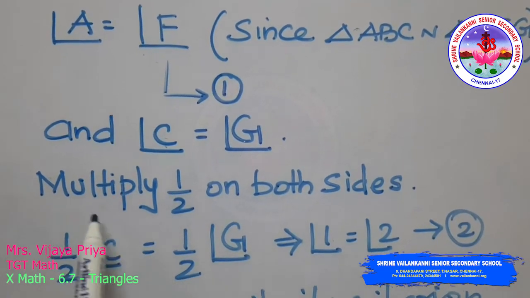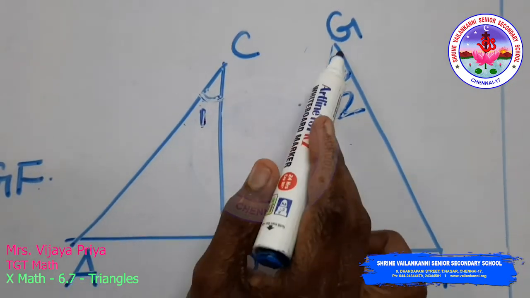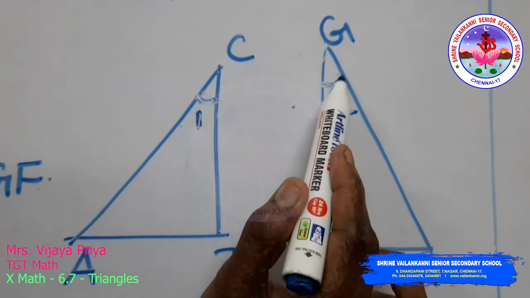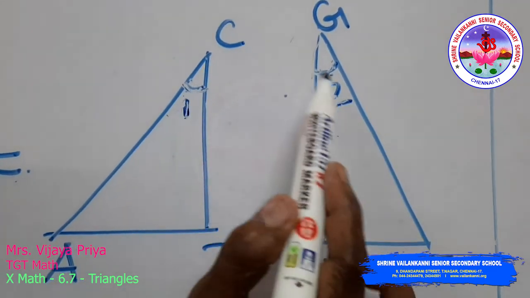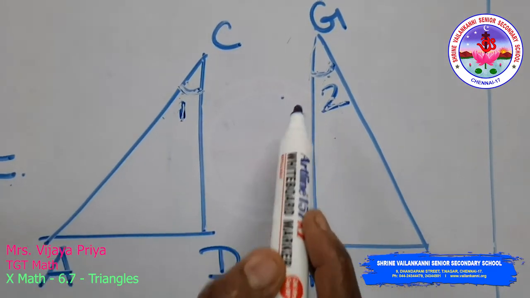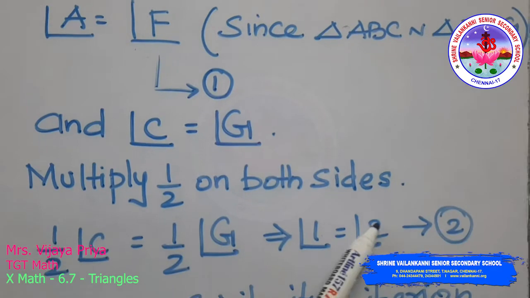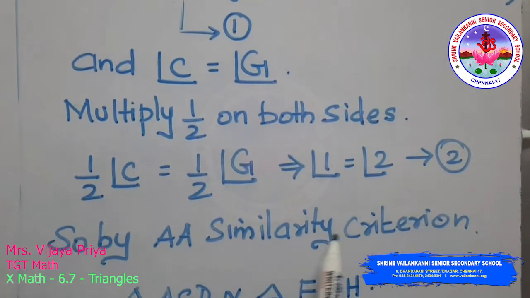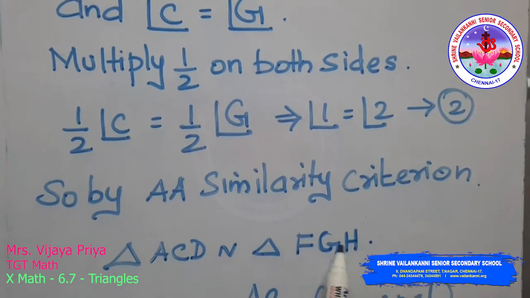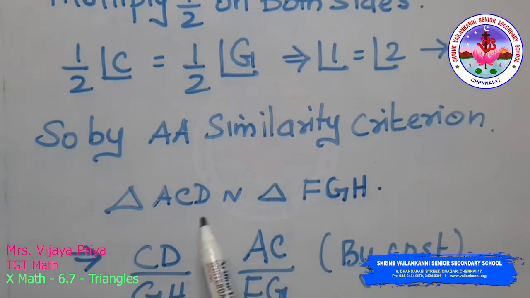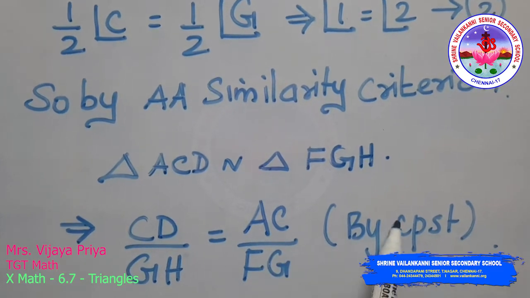So coming to the figure, this angle 1 and angle 2: since my entire angle C and angle G are equal to each other, my half of C will be equivalent to half of G. So I have written angle 1 is equal to angle 2. Now coming to the proof. Hence I got two corresponding angles from equation 1 and equation 2 that are equal. So by AA similarity criterion, triangle ACD is similar to triangle FGH. Therefore, its corresponding sides are also in proportion. So CD by GH is equal to AC by FG by CPST.